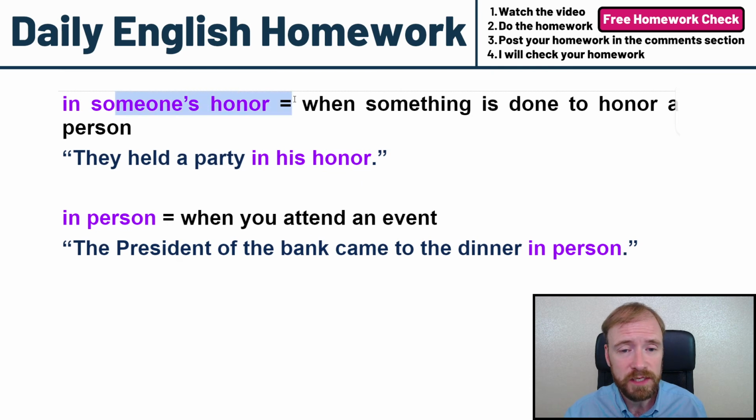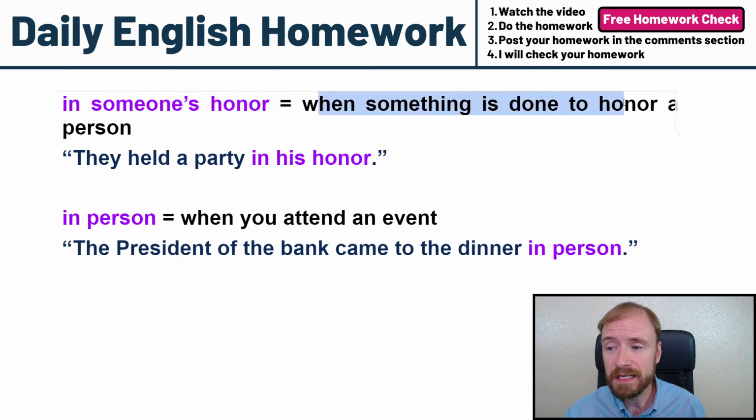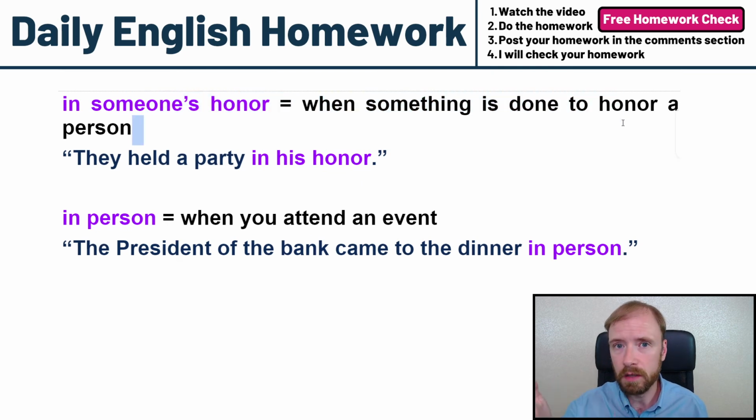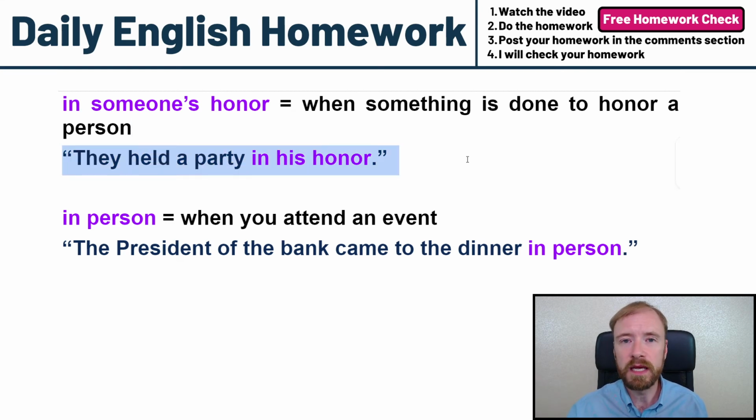In someone's honor. When something is done to honor a person. So they held a party in his honor. So maybe there is a coworker that is about to quit the job. Hey, let's have a party in his honor for him. He is the main guest. We want to show that we love him. We respect him. So we have a party in his honor.